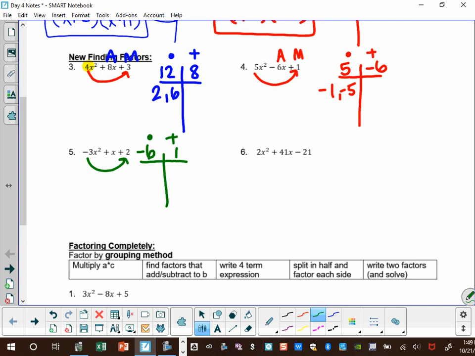So you can either write an M for multiplying and an A for adding, or just make your sentence. Alright, what did you guys get for your factors? -2, +3? Good. Alright, what about number 6? We needed two numbers that multiply to give us what?